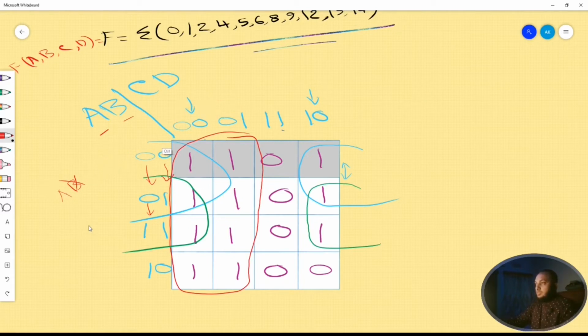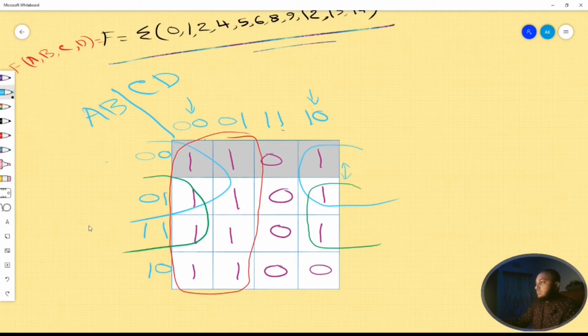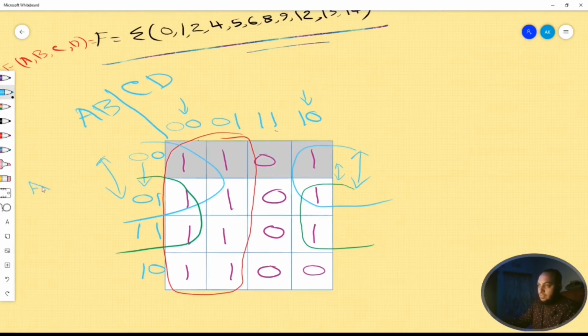Then let's come to the blue group. We can see the blue group covers first two columns, first two rows. So the blue group covers first two rows, and in the first two rows we can see A doesn't change, A remains 0, so we will take A prime because the unchanged A is 0, and B changes from 0 to 1, so we can't take B for the blue group.